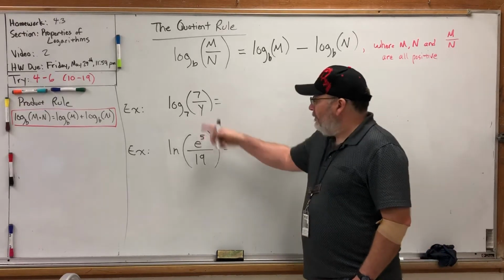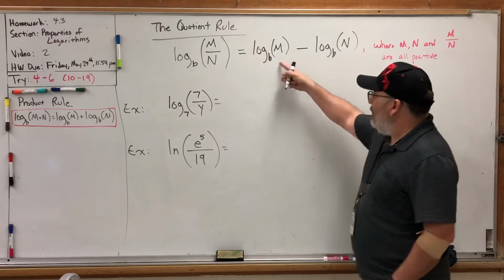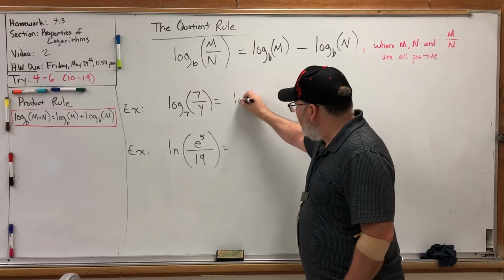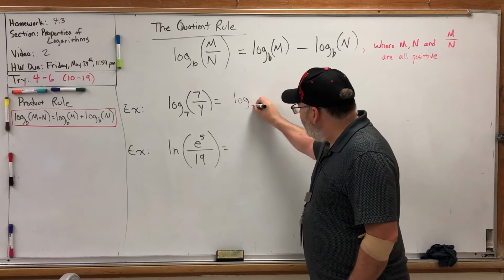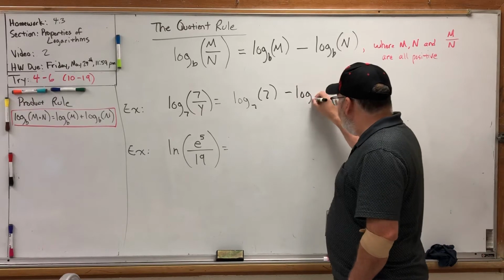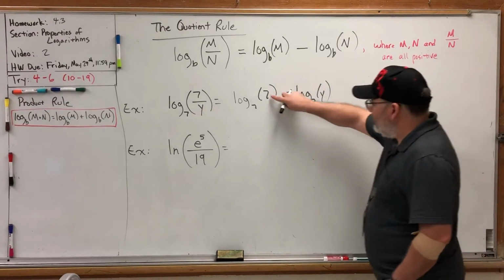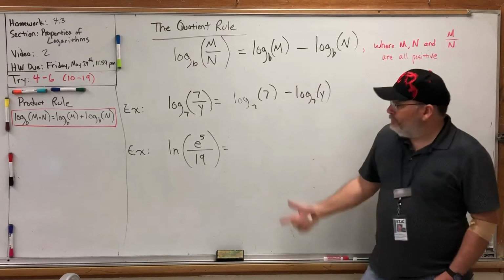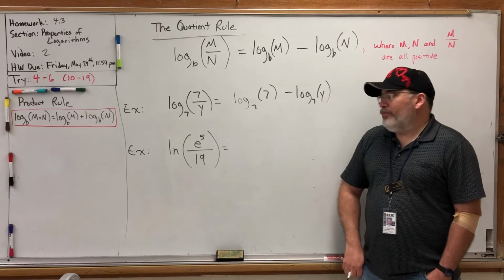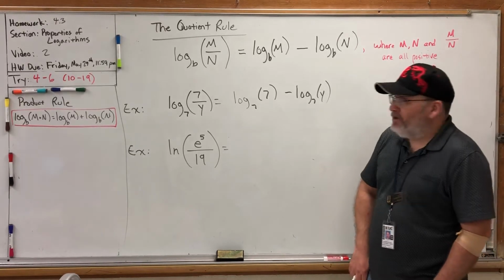Well, here's a log of a fraction. And the quotient rule says a log of a fraction equals the log of the top minus the log of the bottom. These logs are base 7. So log base 7 of the top minus log base 7 of the bottom. One of which we can answer. What is log base 7 of 7? We had a property that says what that equals. I actually even wrote it in the previous video.